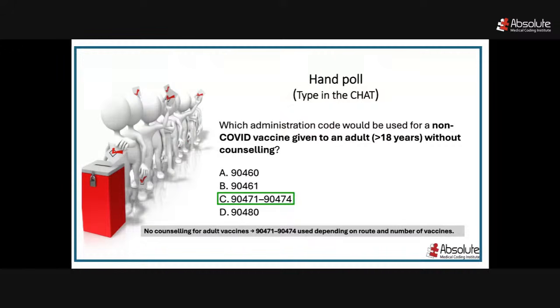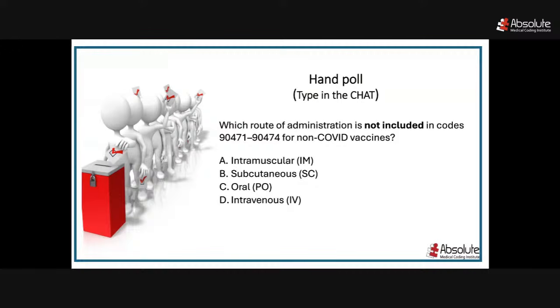Great. I think this is going to be the last one. Last hand poll question. Coders, all the best. Which route of administration is not included in codes 90471 through 90474 for non-COVID vaccine? Option A, intramuscular, option B, subcutaneous, option C, oral or peroral, or option D, intravenous? Let me know in the chat.